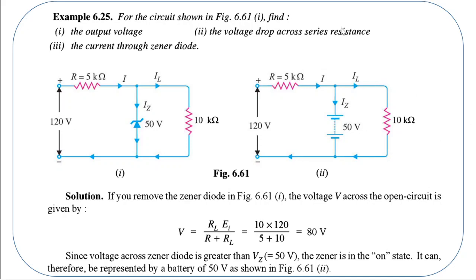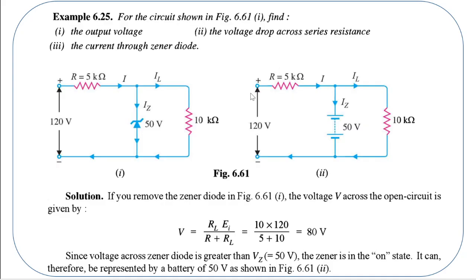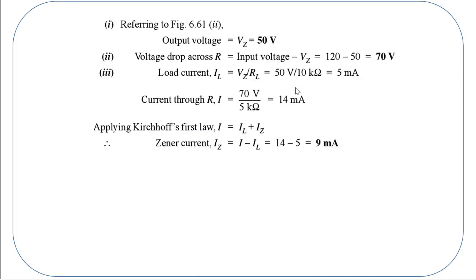Now, what is the voltage drop across the series resistance? So we know that in total we have 120 volts. These 2 components are connected in parallel, which means their voltage drop is going to be the same. So 50 volt is going to be dropped across these 2 components, and whatever is the remaining voltage, that is going to be dropped across the series resistor, right? So 50 dropped here, so 120 minus 50, the 70 volt is going to be dropped across the series resistance.